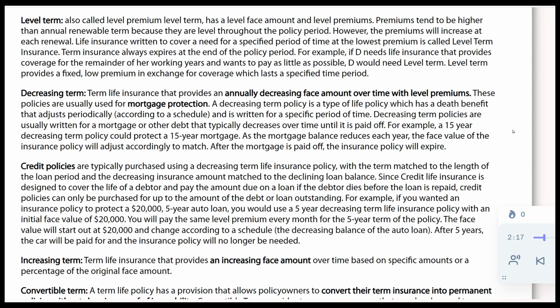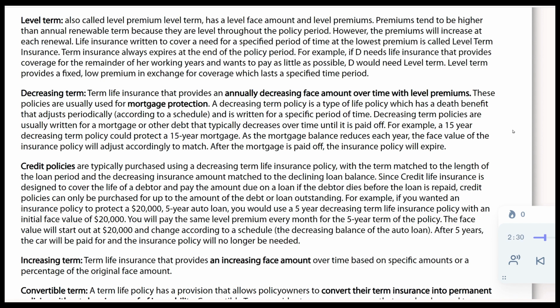For example, if D needs life insurance that provides coverage for the remainder of her working years and wants to pay as little as possible, D would need level term. Level term provides a fixed, low premium in exchange for coverage which lasts a specified time period.